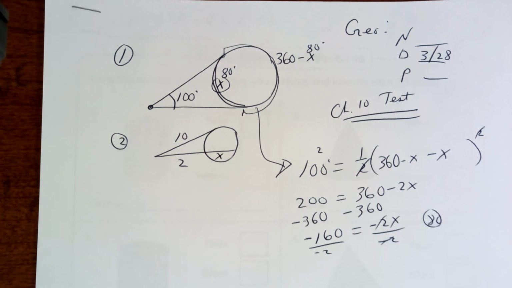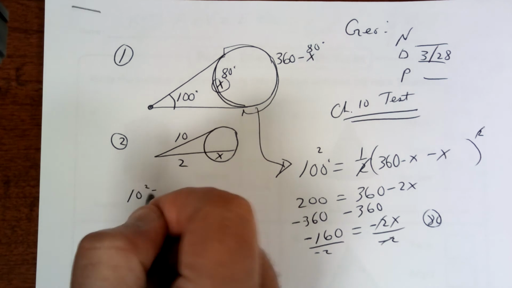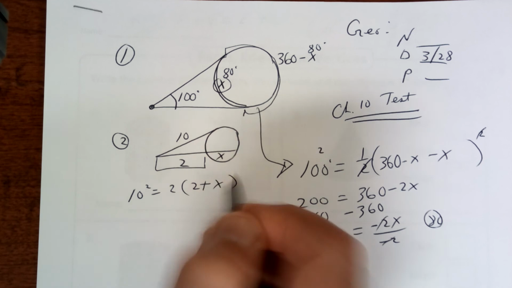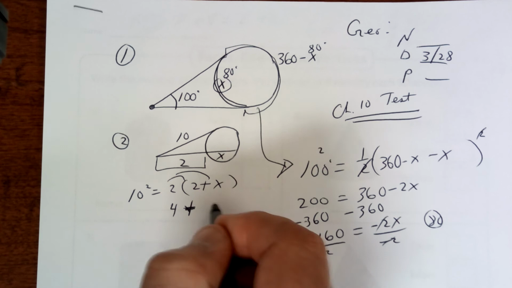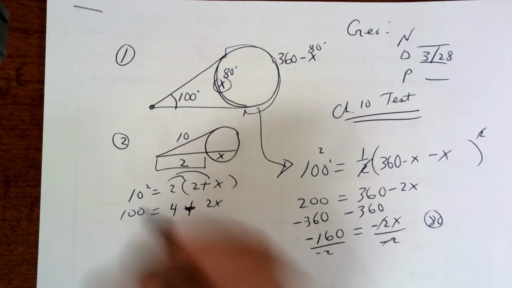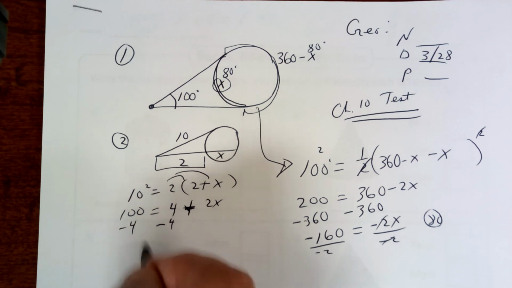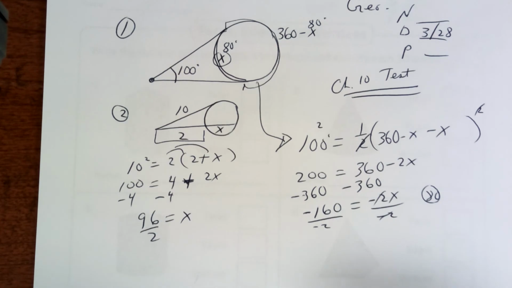This one right here is a tangent. The formula is tangent squared is equal to the outside piece times the whole thing, which is 2 plus x. You're going to distribute and get 4 plus 2x. And this is 100, 10 times 10. So you're going to subtract 4 and get 96, and then divide by 2, and then you get x. Okay, so half of 96, I think, is 48. And that's it. You're done. And that's how you do it.